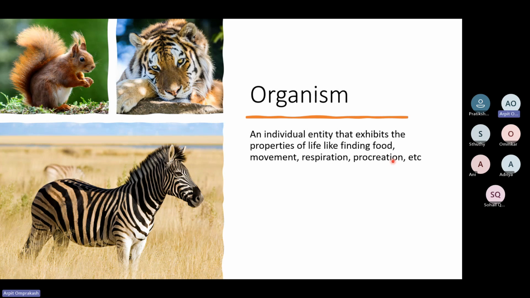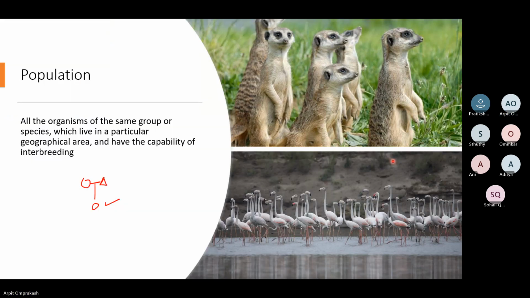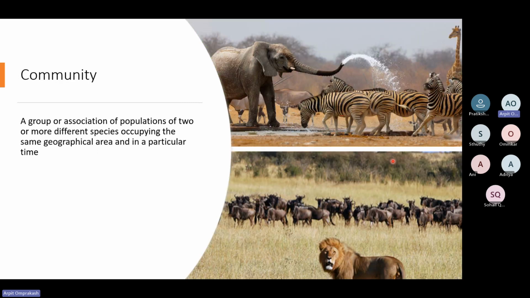An organ system is a collection of organs that perform one or more large functions. Organisms are entities that exhibit properties of life and are individual entities. We have population, which is a group of individuals from the same geographical area that have the capability of interbreeding. Interbreeding means they can breed and produce fertile offspring within themselves. Next, we have community, which is an association of populations of two or more different species. So a population is a single species. A community is two or more species in a particular geographical area at a particular time.